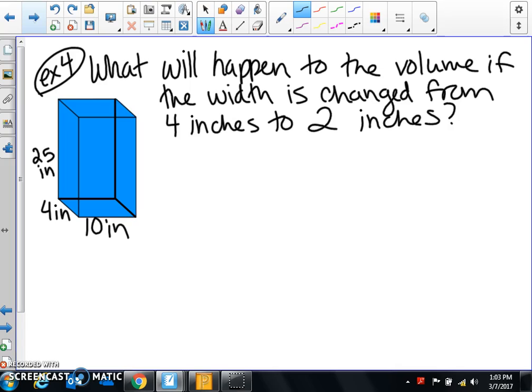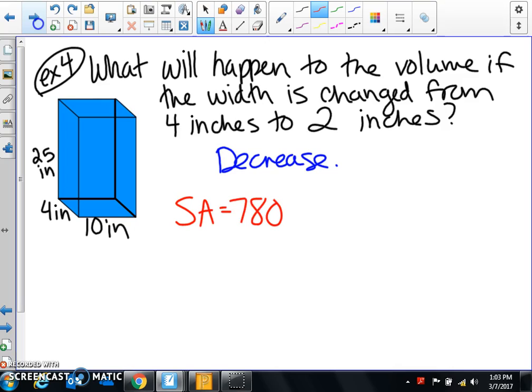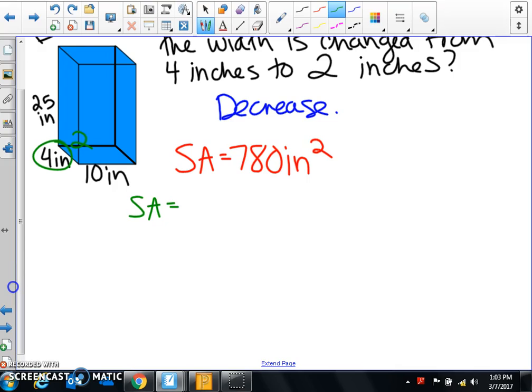From the get-go, if we're cutting 4 into 2, we know it's going to decrease, right? We already found the surface area of the original in the last problem, and it was 780, so we don't have to do that again. So the original is 780 inches squared. And now let's calculate it if we cut this into 2. So surface area equals 2 length height plus 2 length width plus 2 width height.